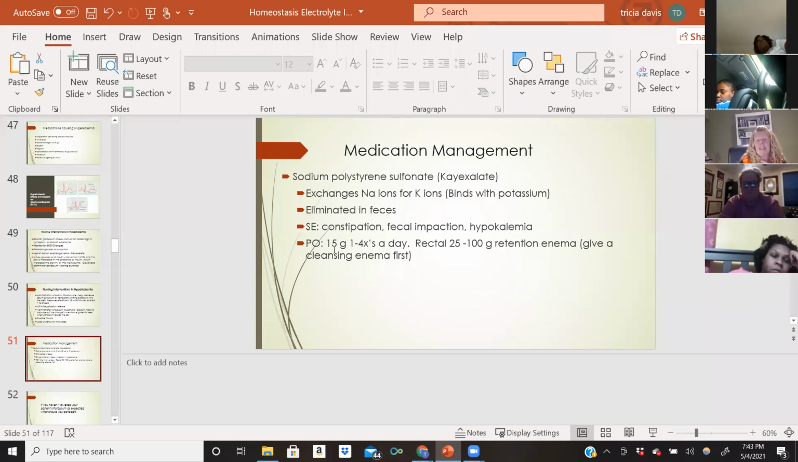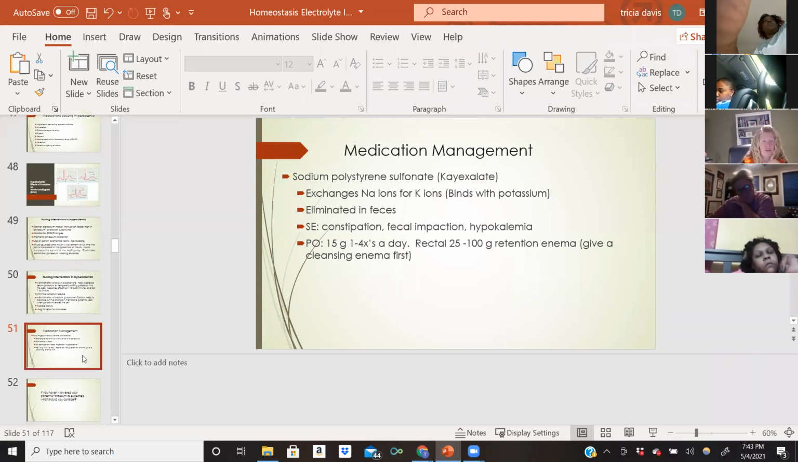PO is how we give it. It's usually 15 grams at a time, 1 to 4 times a day. Sometimes we can give it rectally in a retention enema. If we do that, we have to give a cleansing enema first, and then we can give this retention enema, 25 to 100 grams per enema. The doctor always decides that, of course, the strength.